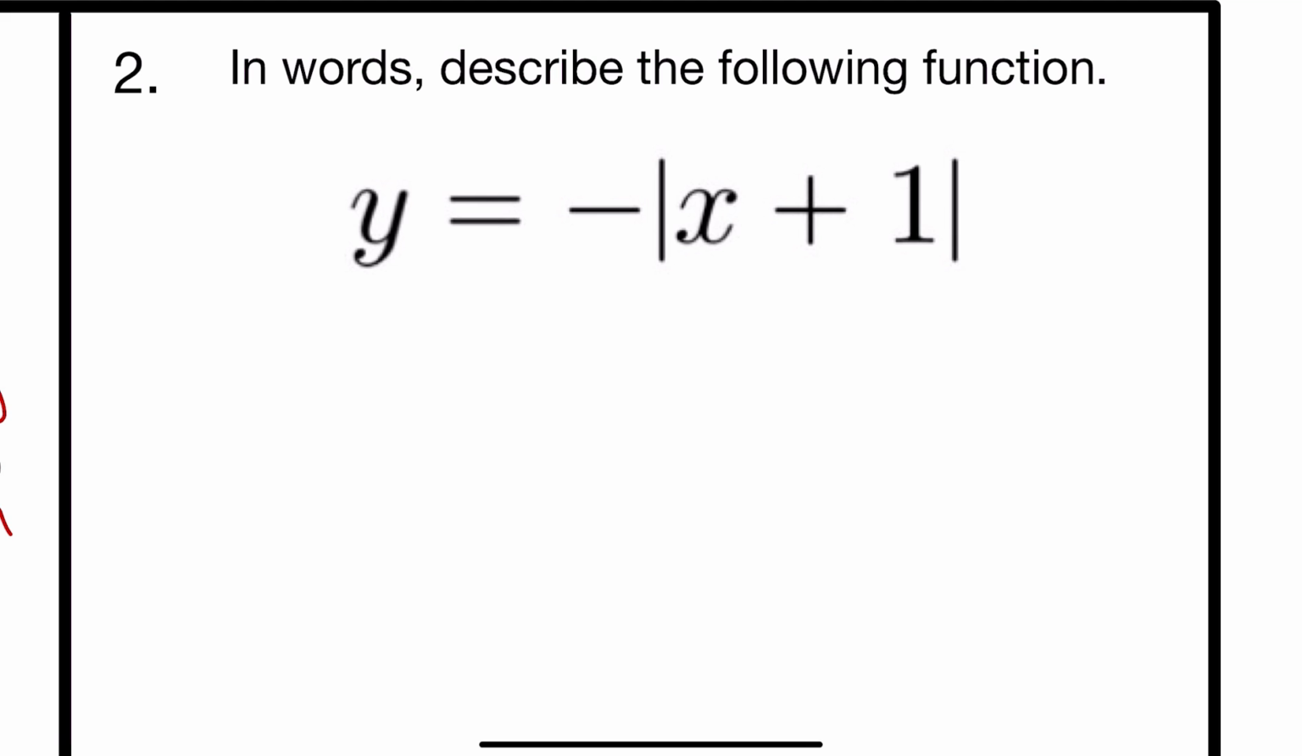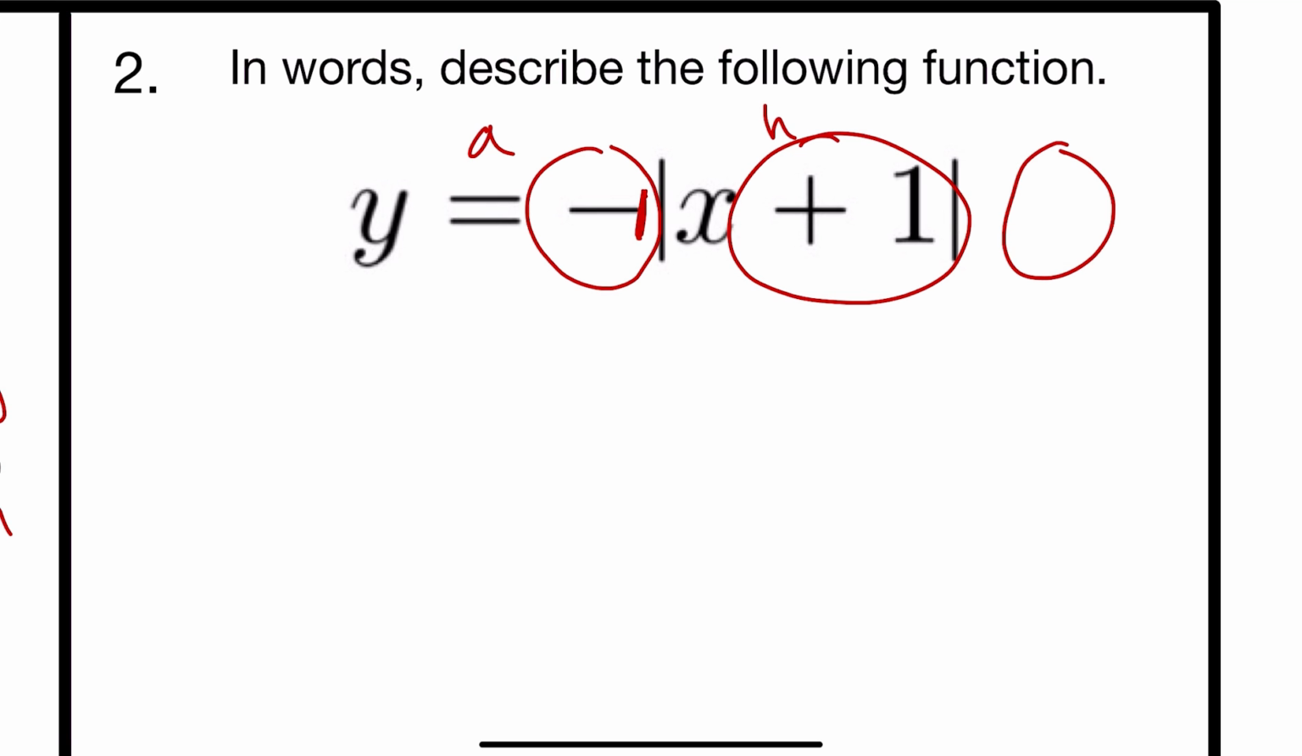All right, so number 2, let's work through this. In words, describe the following function. Okay, so I still need my A, my H, and my K. Alrighty, so A is going to be -1. Remember, if it's not there, it's a 1. Alrighty, and our H is going to be +1. And we do not have a K. There is nothing there, so we don't even need to worry about K. We're not even going to include that in our sentence because we don't need to.